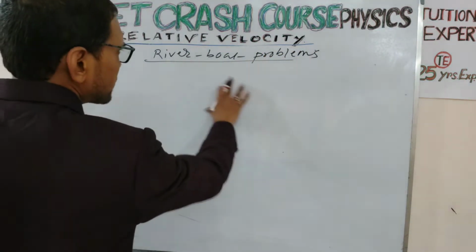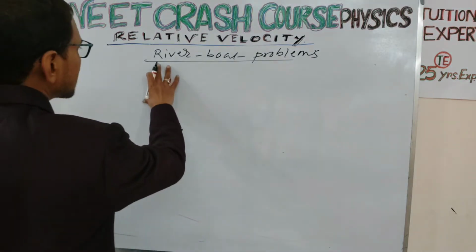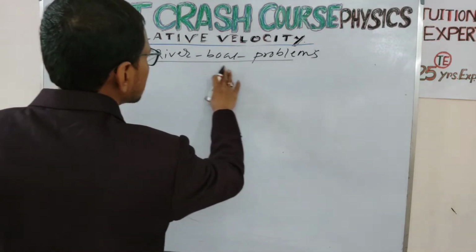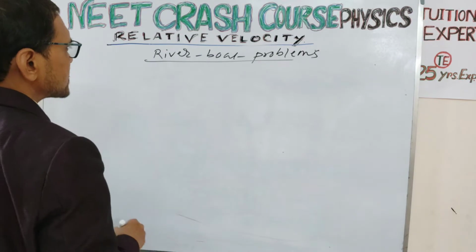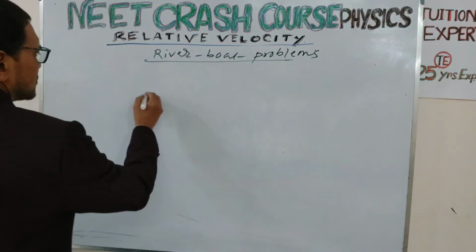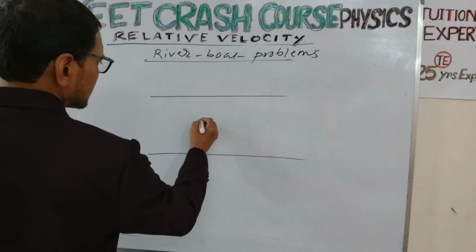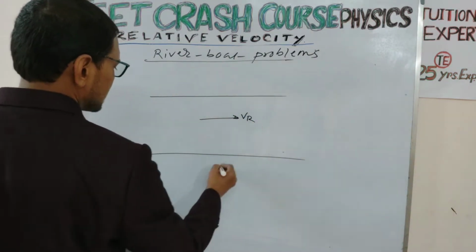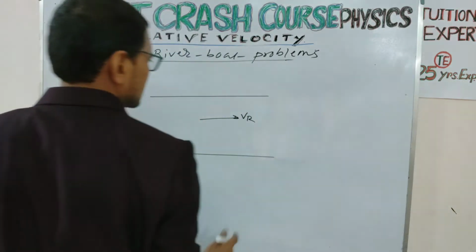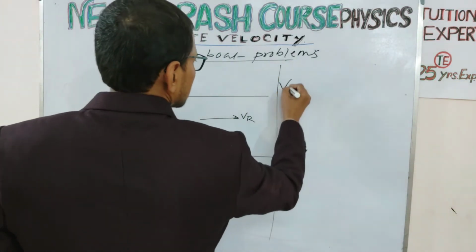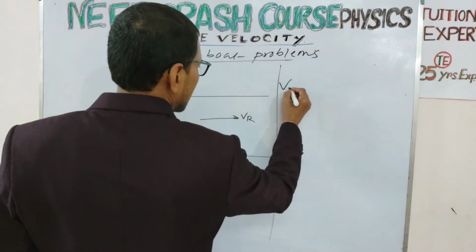So, general theory of the river boat problem. I will first discuss the general theory, then the special cases will be discussed. Now suppose this is the river and VR is the velocity of the river, and suppose we write the term VBR here.